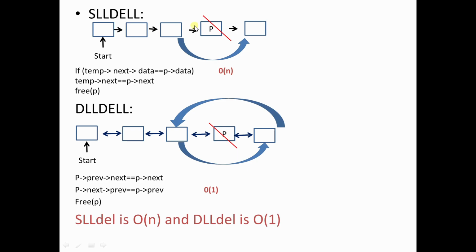We have to find its previous node, and it will have a pointer that points to the node P. We have to change it into the pointer pointing to the node next to node P, and then we have to delete P. So if temp->next->data is equal to P->data, we have to change temp->next = P->next and then free P. So we have to find the previous node of that deleting node and change the pointer that is pointing to P as P next, and then we delete P. These are the steps taken in single linked list for deleting a node.